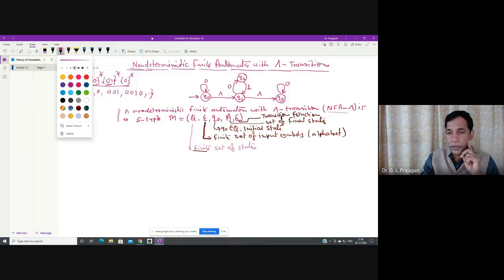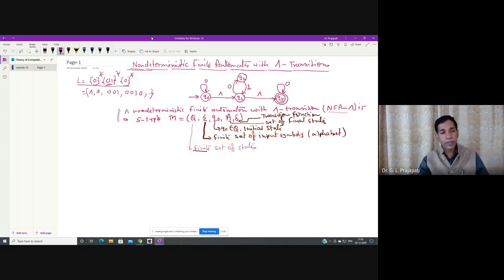Here one thing is more. In this machine, we have not designated the final state yet. So Q3 we will make the final state here. This is the final state. And since you know that the smallest string of this language is null, when the smallest string is null, then your initial state must be the final one.